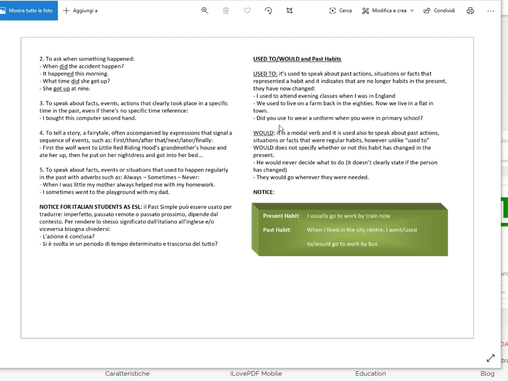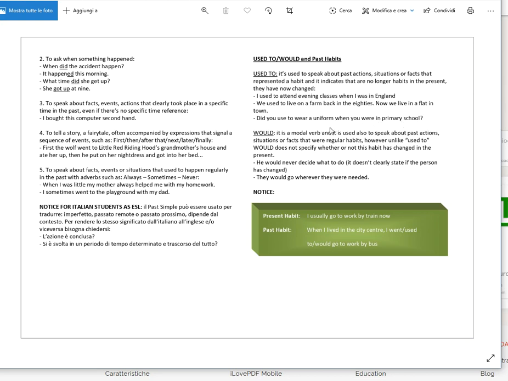The past tense is conjugated with the auxiliary did, so used to is not in the past, but is conjugated in the base form. Obviously, you are no longer in primary school, therefore we are referring to something that was regular, normal in the past, but no longer is.